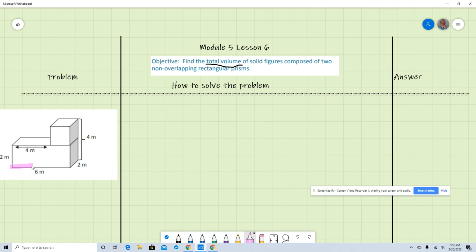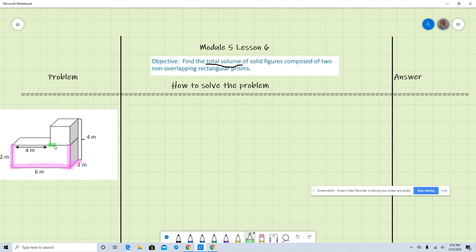So this is the length for this particular prism. This is the height, which is on this side. This is the height, which will be the same as this one. And then we have the width. Okay, so there we have it. Now we need to find the dimensions for the second one.